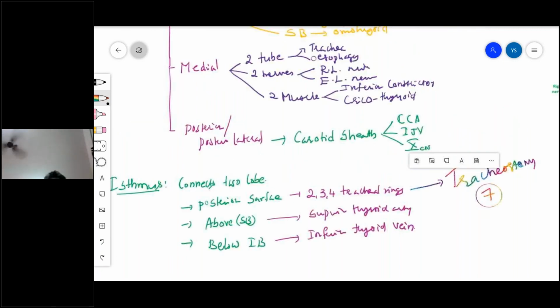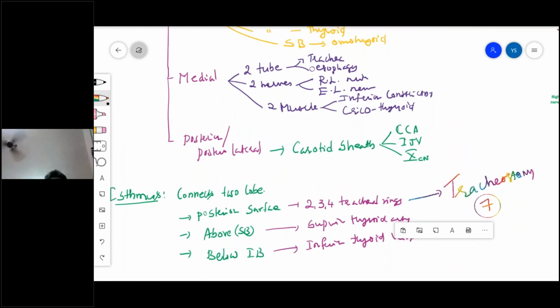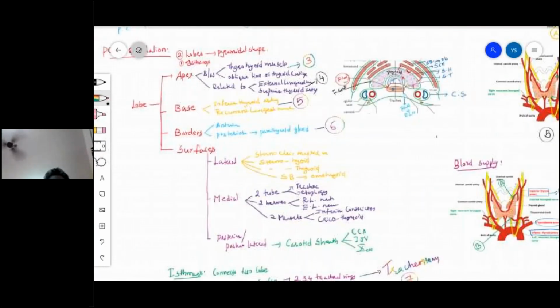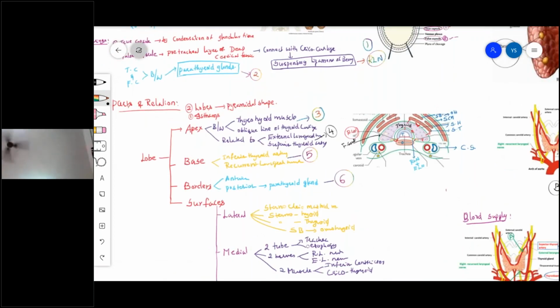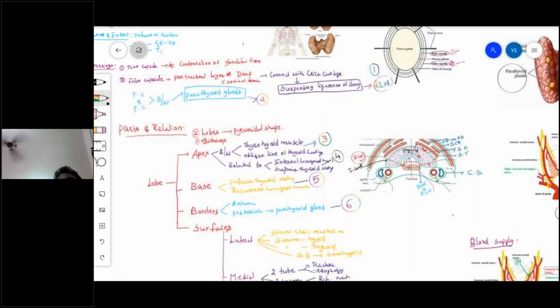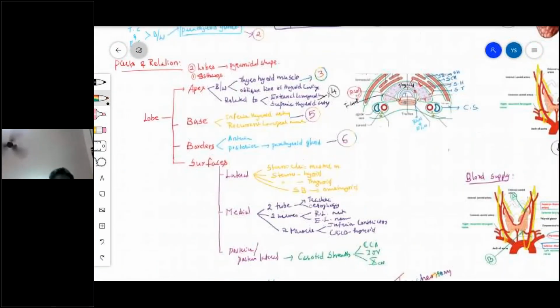So this is about the importance of thyroid gland. Here in the entire notes, I highlighted the 6 points. We study the thyroid gland for these 6 points. Whenever you go to the clinical site, you should remember these 6 points. Number 1, the recurrent laryngeal nerve is passing behind the ligament of Berry. That's number 1. Number 2, parathyroid glands are present between the true and false capsules.